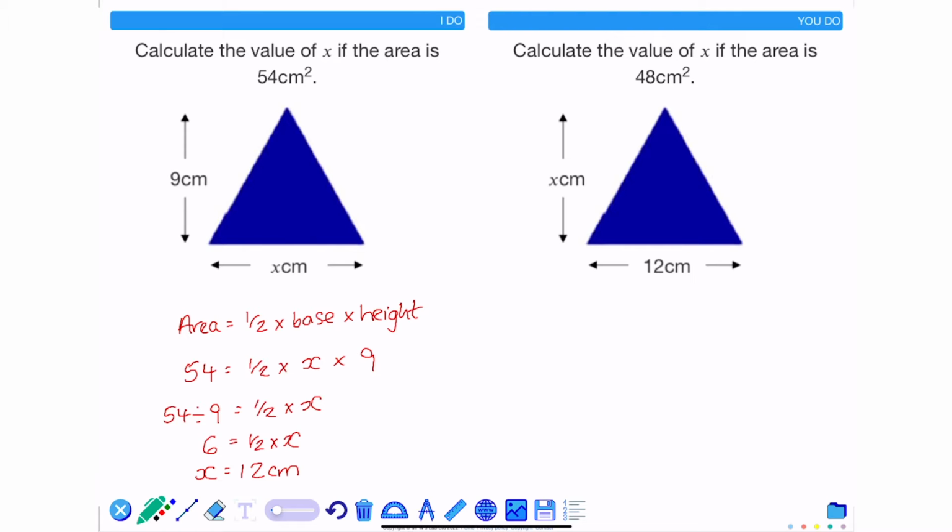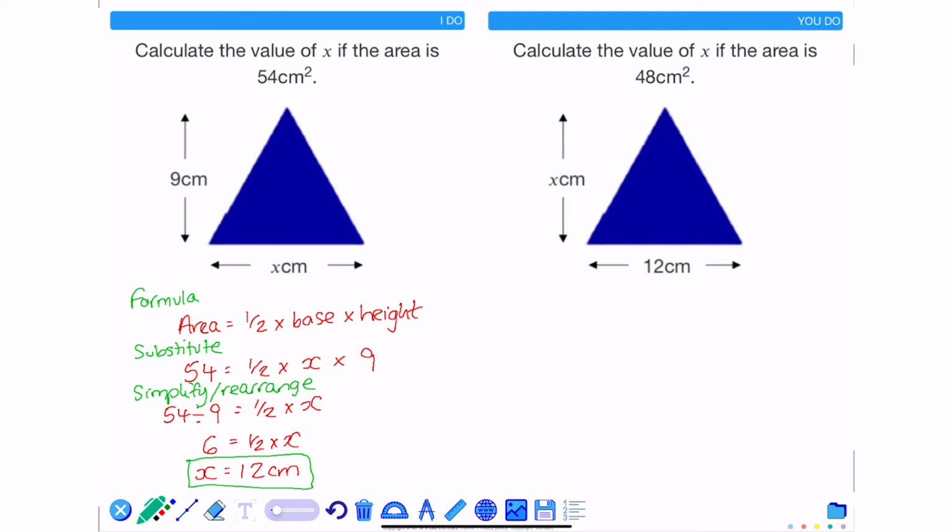So the key aspects of the working were to identify the formula that you're to use, to substitute in what you've been given in the question, to simplify and rearrange, to then work out your final answer.